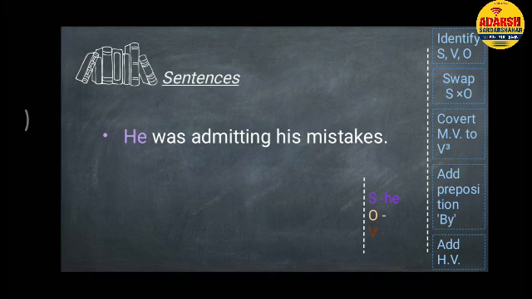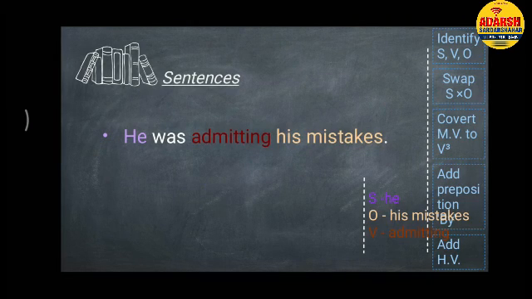Object is what our action is performing on. Here the action is performing on his mistakes, so his mistakes is the object. And the verb here is admitting, right? So now we have subject, object and verb. So let's go towards our second step.